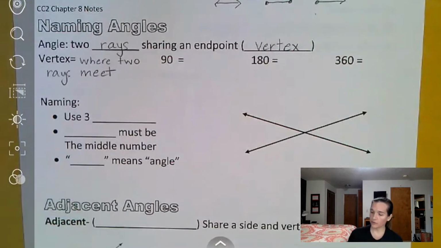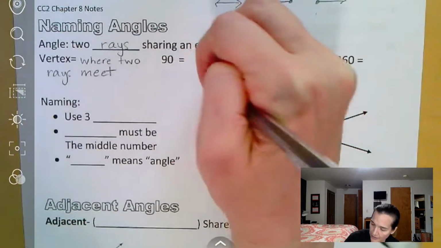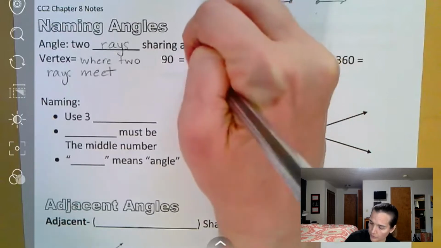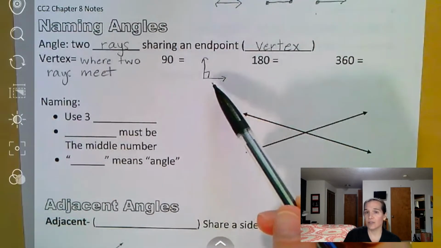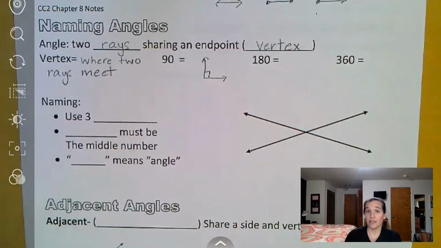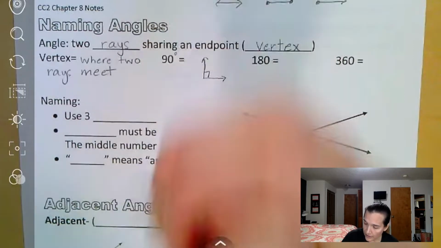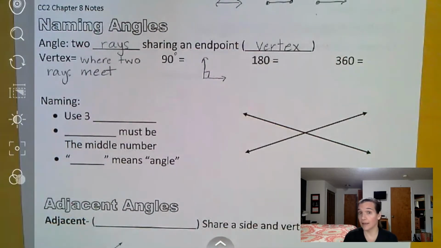Ones you've probably seen before. If you're going to do a 90-degree angle, that's usually like the perfect corner of your paper. Very important to note, the square indicates it's 90 degrees. If there's no square, you can't assume it's 90 degrees. You have to actually know, because it could be something like 89.9 degrees, which is not 90.